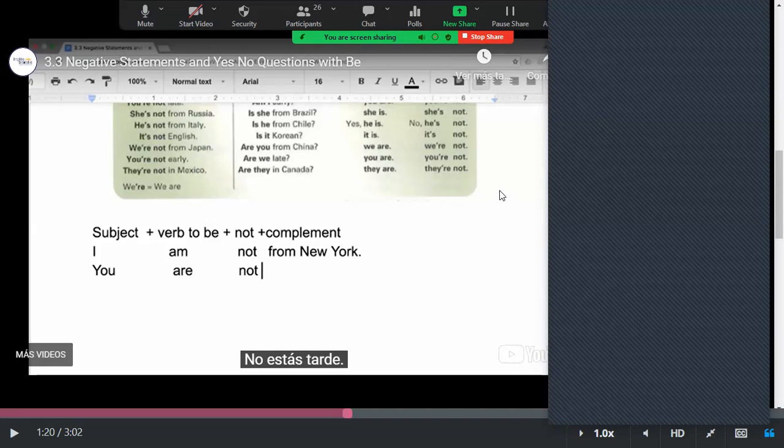I am not an engineer. Engineer. Ingeniero. Repeat. Engineer. An engineer. Excellent. I am not an engineer. Repeat. I am not an engineer. Okay. Practica la repetición ahí en casita. All right. Repitiendo en casita.